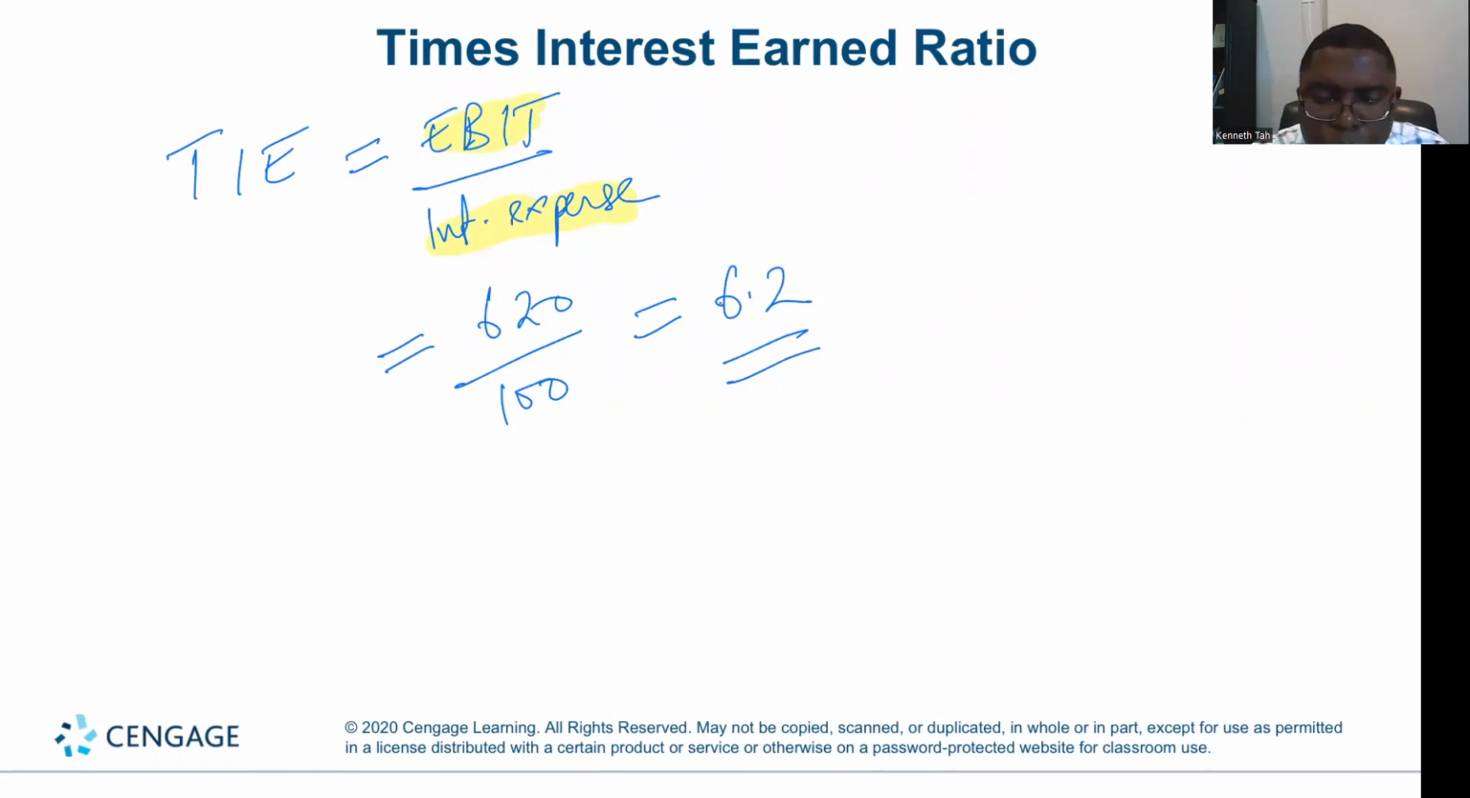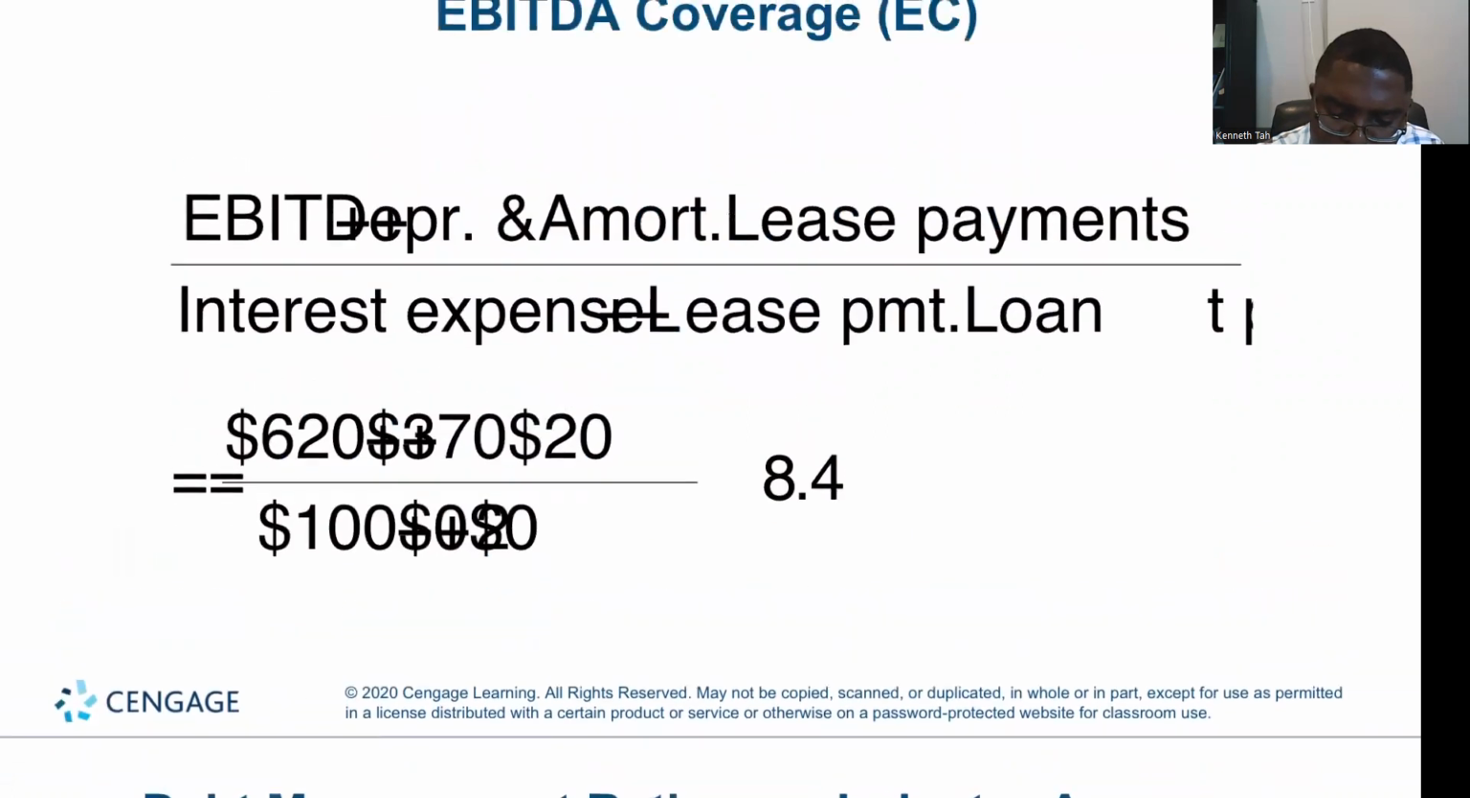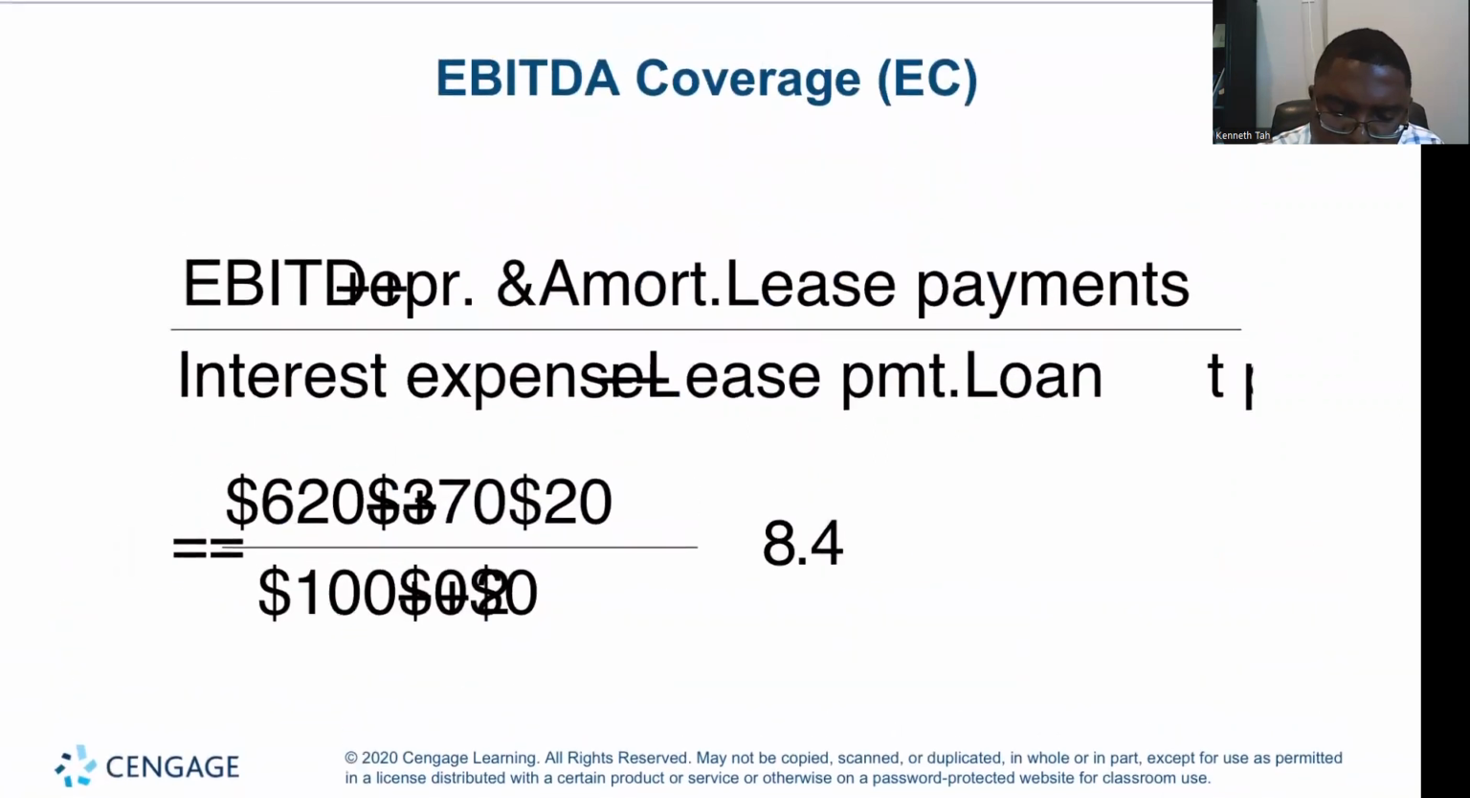So interest expense is one obligation of the company. The company can have many other obligations. So how is the company able to meet up with their other obligations? And that includes depreciation and amortization, lease payment, interest expenses, loan payment. So the ratio that is used in calculating the firm's ability to meet other obligations apart from interest expense is what we call the EBITDA coverage ratio.